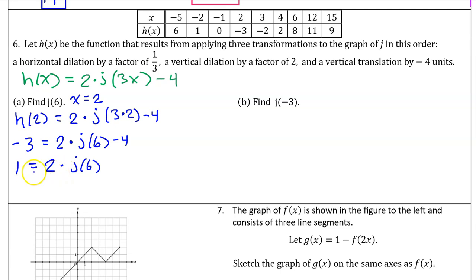Dividing both sides by 2, we get 1/2 is equal to j at 6. And that is the answer to number 6, part A.